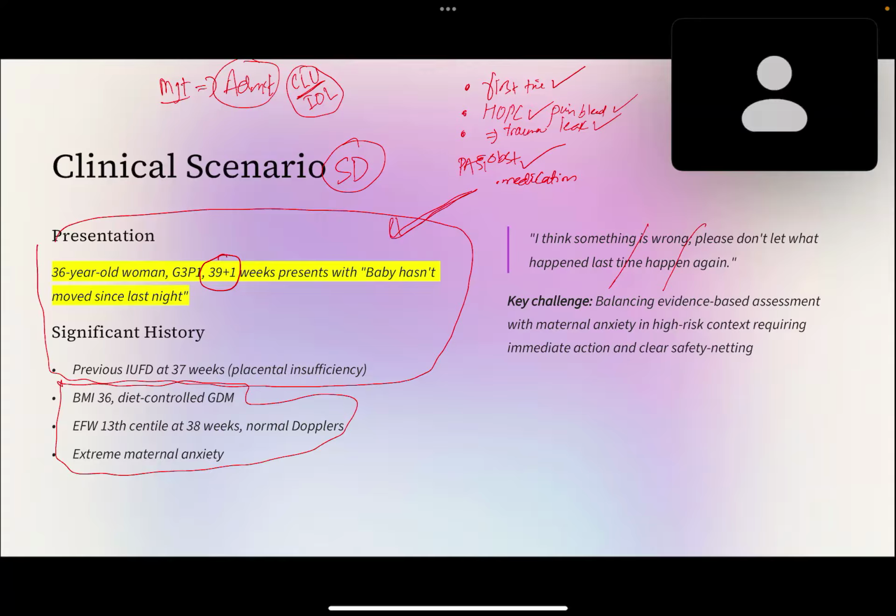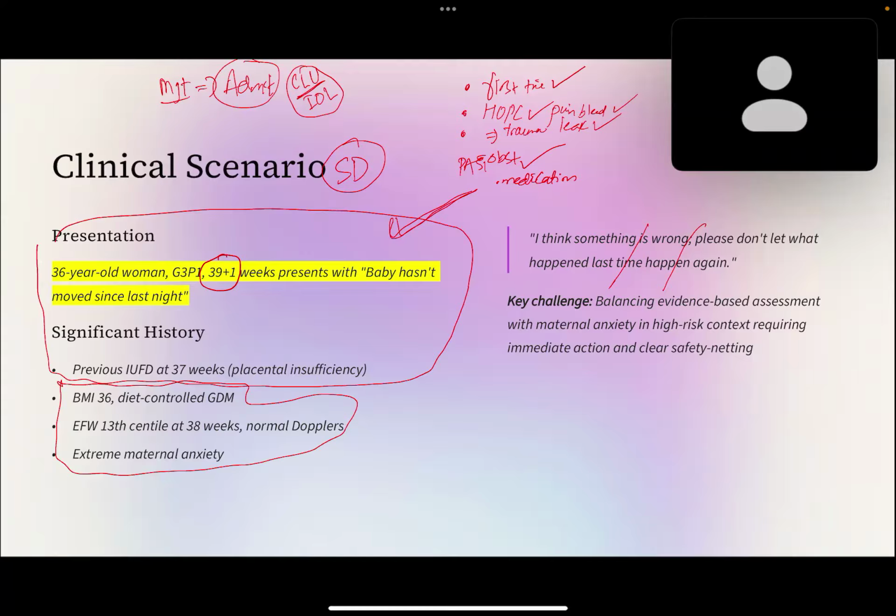She will be delivering in a consultant-led unit as my patient is gravida 3 para 1 with no alive issue, 39 plus 1 weeks, with reduced fetal movements. She's a high-risk patient, and I will plan the induction of labor in a consultant-led unit. And I would counsel her on what to expect during the induction of labor. I would counsel her about the failure of induction.